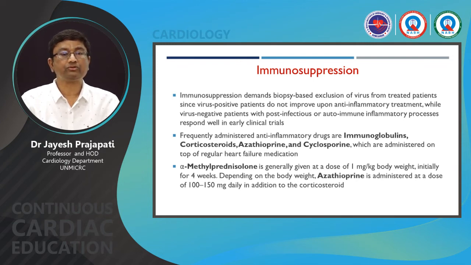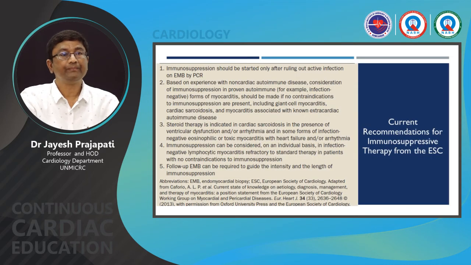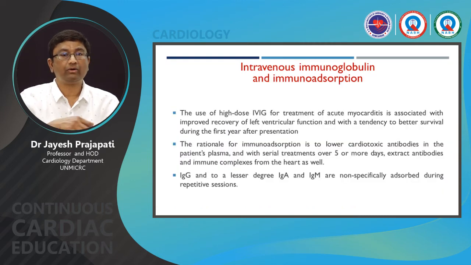A methylprednisolone like Solumedrol is generally given in a dose of 1 mg per kilogram body weight, initially for 4 weeks, depending on the body weight. Another agent, azathioprine, is administered at a dose of 100 to 150 mg daily in addition to the corticosteroid, and steroids should be tapered when the patient improves. These are some of the immunosuppression therapy guidelines of the ESC; you can find them on the net also.